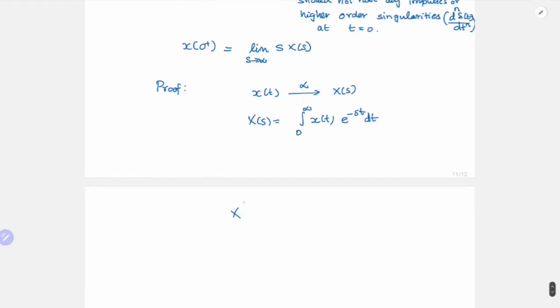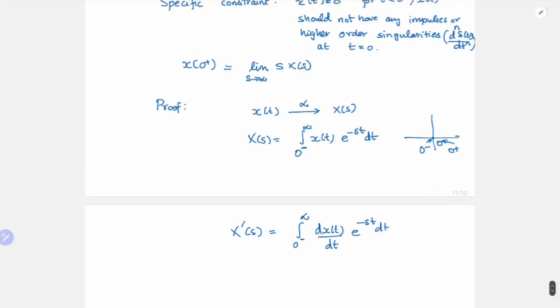Now let's say x prime of s is the integral of dx of t by dt times e power minus st dt. And this integration we can actually take from 0 minus. Here also we can take it from 0 minus. 0 minus means just before 0. If you approach from the left, you have 0 minus. If you approach from the right, you have 0 plus. Since we want to also include 0, we are taking it from 0 minus.